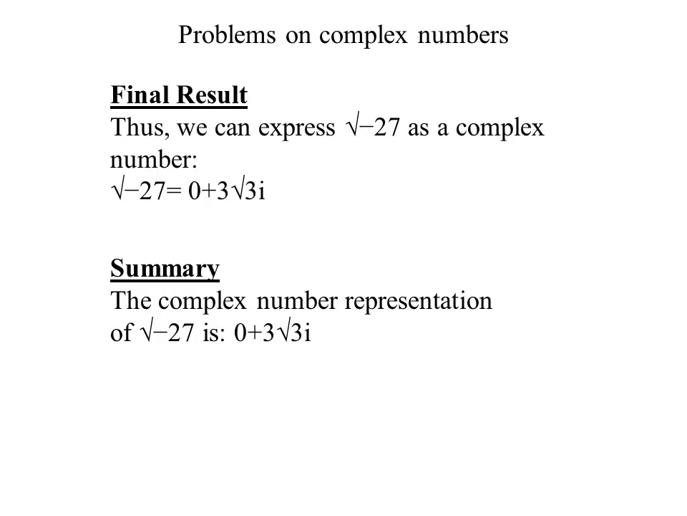Thus, we can express root of minus 27 as a complex number. That is, root of minus 27 is equal to 0 plus 3 root 3 i. Therefore, the representation of the complex number root of minus 27 is 0 plus 3 root 3 i. This is the end of the problem.